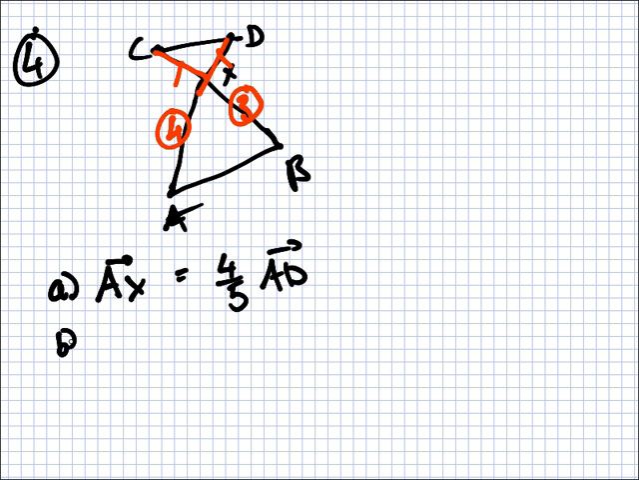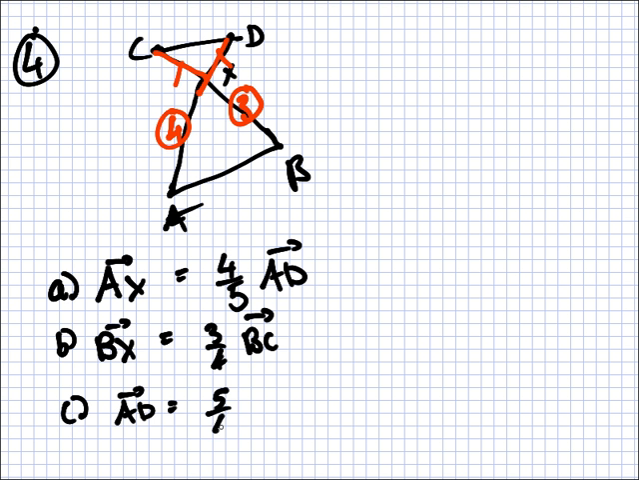Okay. B. What about BX now? Well, you could say BX is 3/4 BC. Okay, fine. C. AD. What could you say? AD in terms of AX. Yeah, okay. AD in terms of AX. 5/4 AX. Very good. Okay, D. BC in terms of BX. 4/3 BX. Okay.